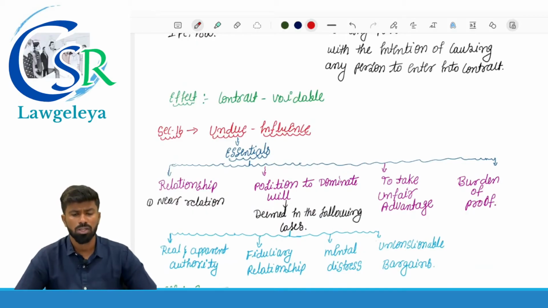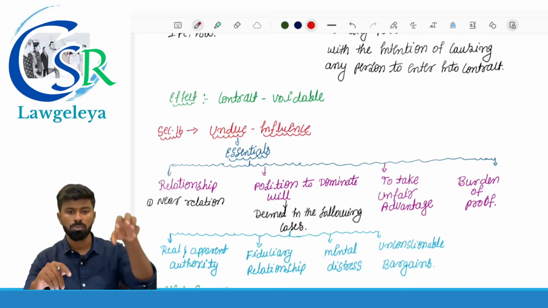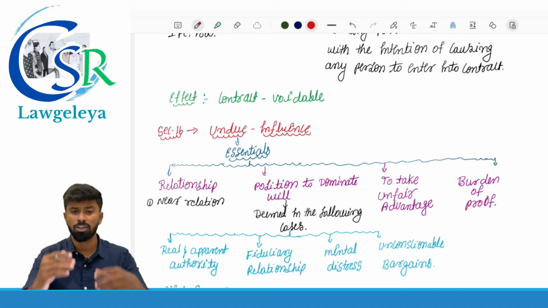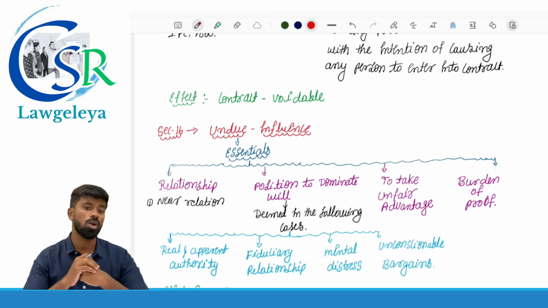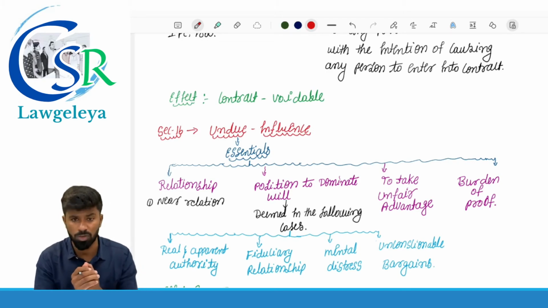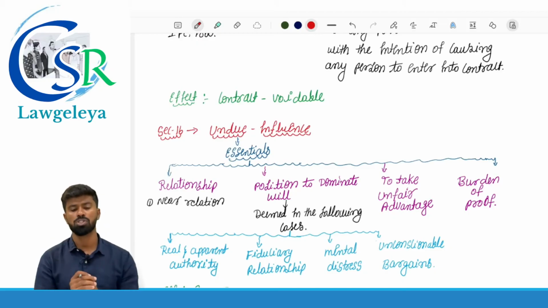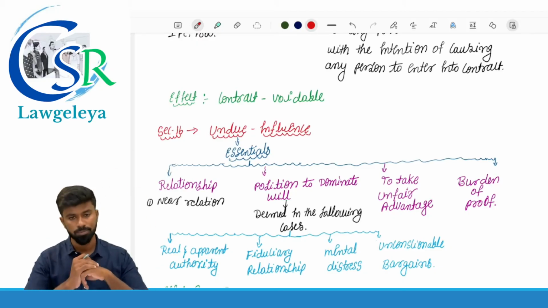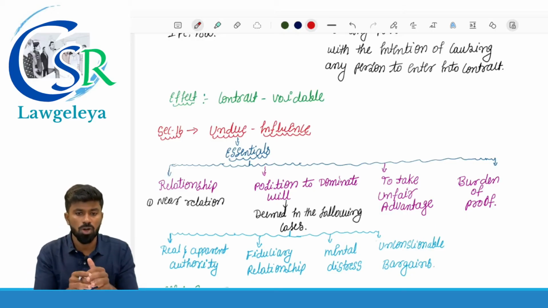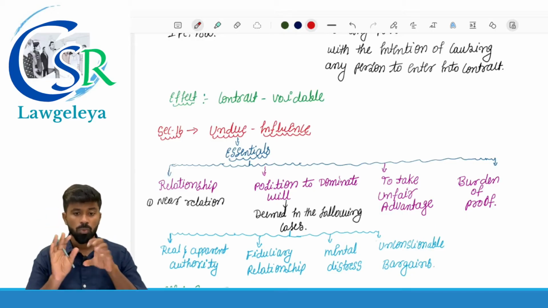Section number 16, undue influence. What is undue influence, sir? Where the relationship between the persons is such that one person is in a position to dominate the will of the other person and takes unfair advantage of it. That is called undue influence, unwanted influence. It is also called mental coercion. Coercion is called duress or menace in England. Undue influence is also called what? Mental coercion. So we can say that there is undue influence if there are four things.